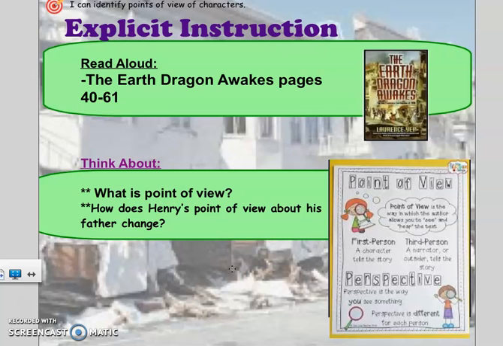Let's think about point of view of Henry as his point of view changed when it comes to his father. Let's think about that for just a minute. How does Henry's point of view about his father change? Great job.